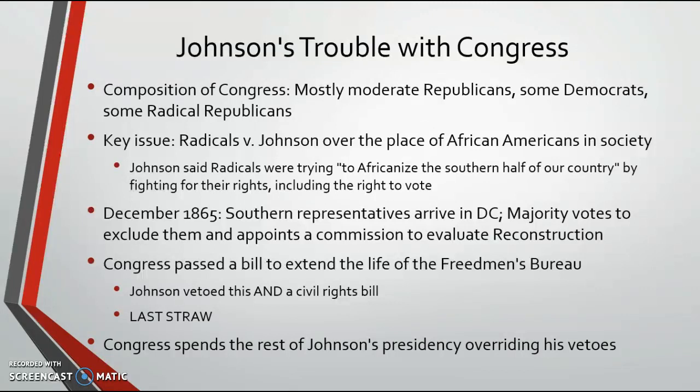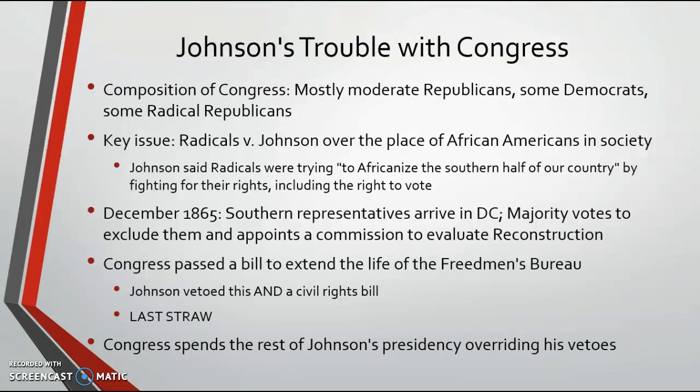So the key issue in this Radicals versus Johnson fight was over the place of African Americans in society. So the radicals were fighting for political and civil rights. And a lot of what Johnson was saying is that the goal of the radical Republicans was, and this is a quote, to Africanize the southern half of our country.